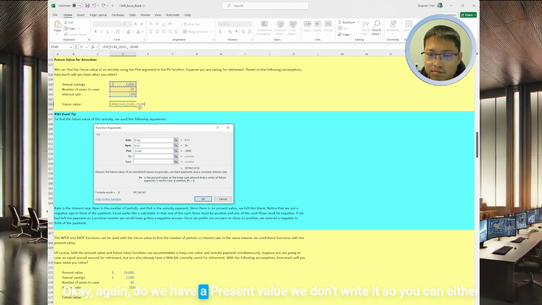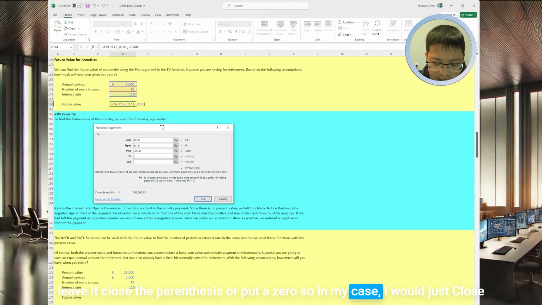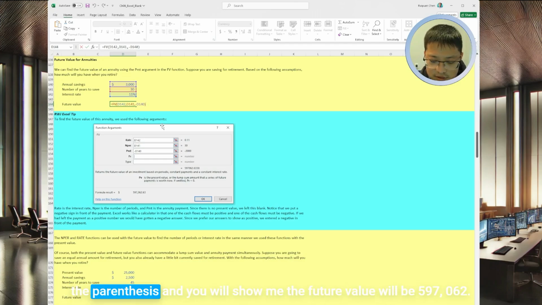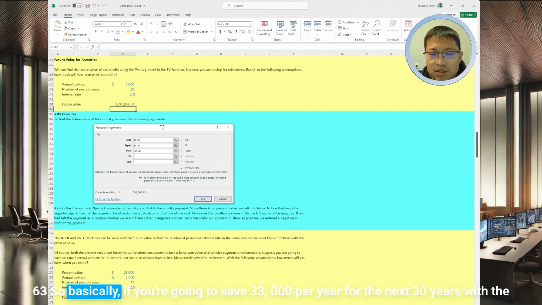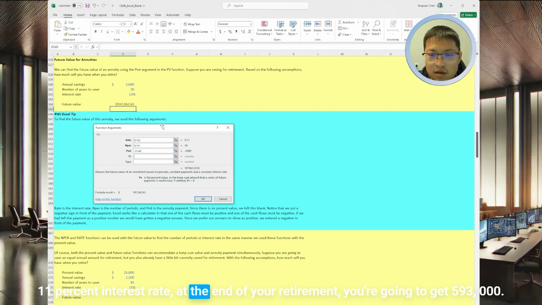Again, do we have a present value? We don't, right? So you can either leave it, close the parentheses, or put a zero. So in my case, I would just close the parentheses and it will show me the future value will be $597,062.63. So basically, if you're going to save $3,000 per year for the next 30 years with the 11% interest rate, at the end of your retirement, you're going to get $597,000.